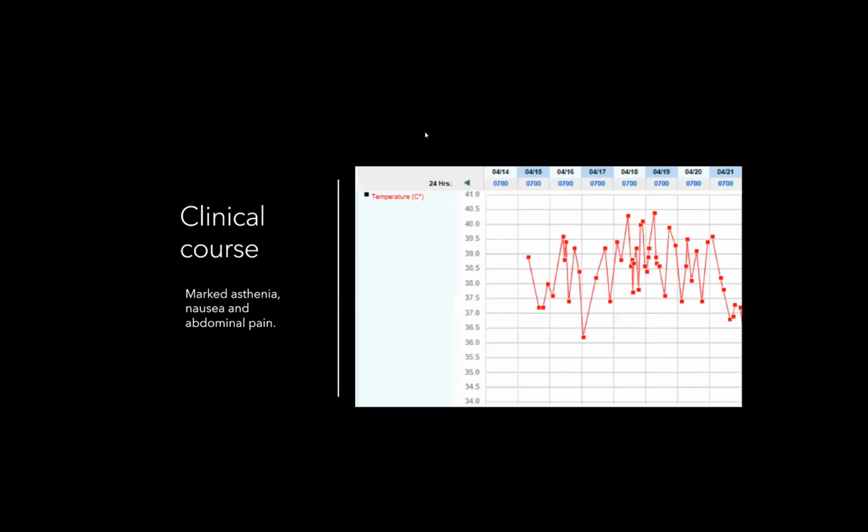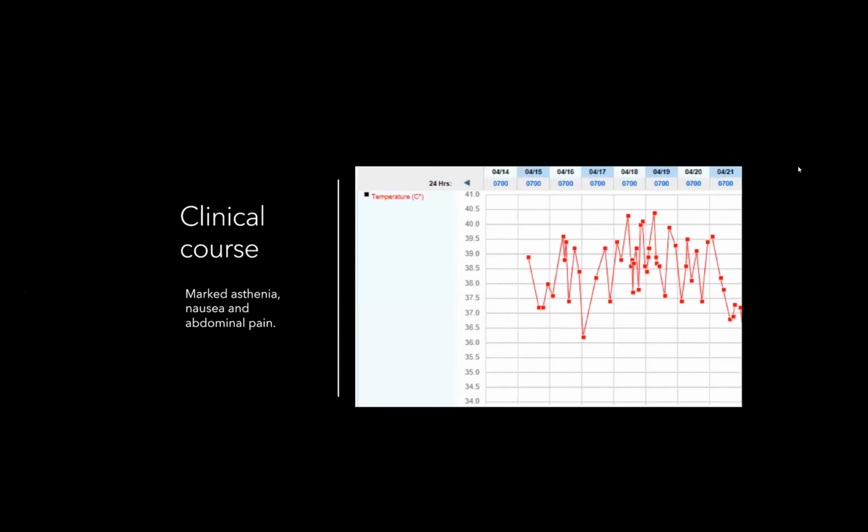I will tell you a little bit more about his clinical course. During the first 7 days that he was here in the hospital, you can see that the temperature that he had experienced here in-house was pretty significant. And besides that, there was marked asthenia, nausea, and abdominal pain. Okay. I will hand it to Sani to continue.